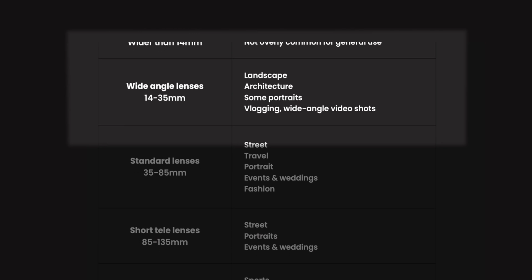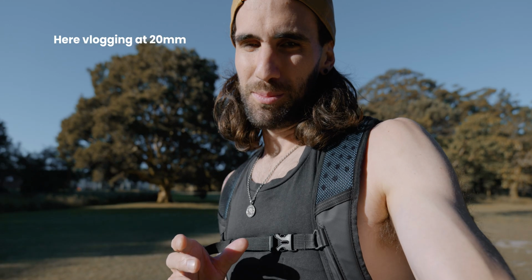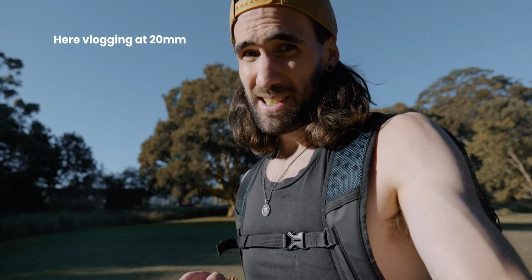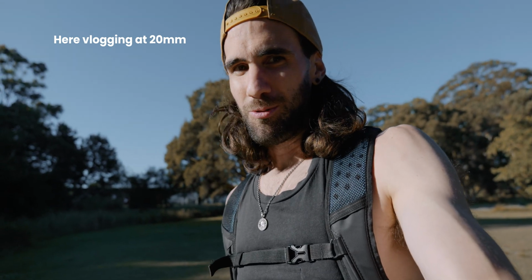Now our wide angle lenses, these are quite common. This is anywhere from about 14mm up to 35mm. These are very common for landscape photography, things like architecture, some portraits from about 24mm usually, sometimes a little bit wider even. Wide lenses are also really useful for things like vlogging and used a lot for your wide angle shots in video.